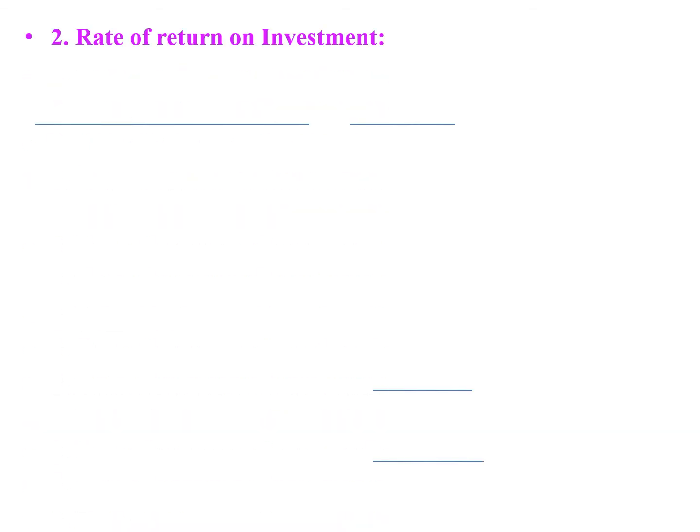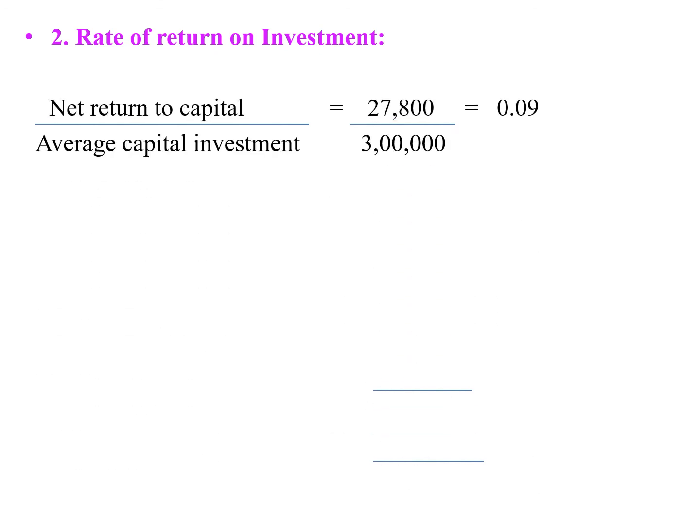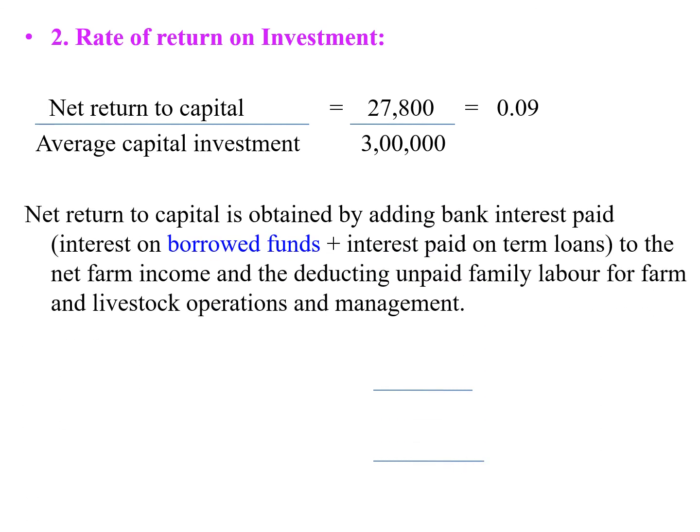Then our next ratio is rate of return on investment, and the formula for this ratio is net return to capital divided by average capital investment. So in this example our net return to capital is 27,800 and our average capital investment is 3 lakhs. So our ratio comes to 0.09.